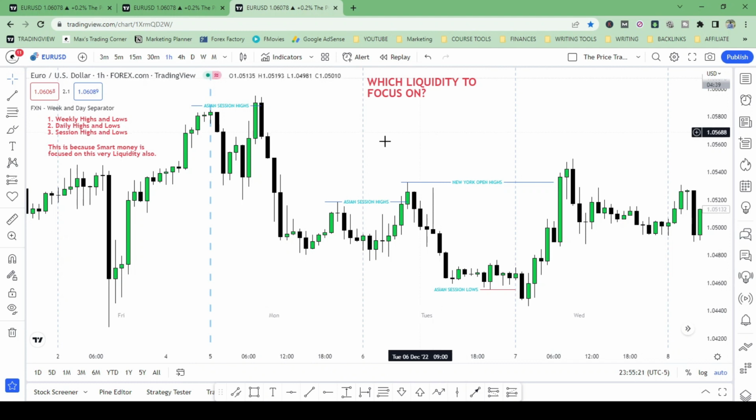So guys, that's all about which liquidity to focus on. Those are the liquidities you should be focusing on. From those liquidities, you can now frame your setups on the lower time frames.